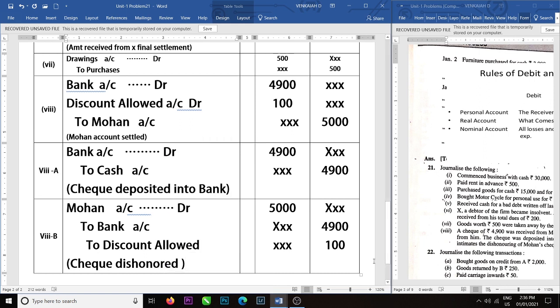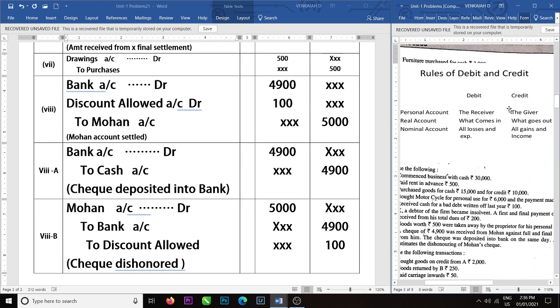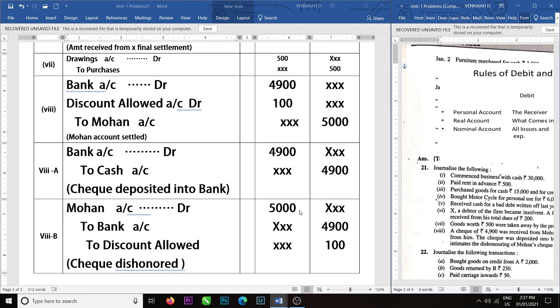Okay, so these are the entries. Before that, you please remember the rules. All the journal entries I passed are based on the rules only. Types of accounts are three, and their corresponding rules are: debit the receiver, credit the giver, personal account; debit what comes in, credit what goes out, real account; debit all expenses and losses, credit all incomes and gains, nominal account. So we passed journal entries using the same rules.